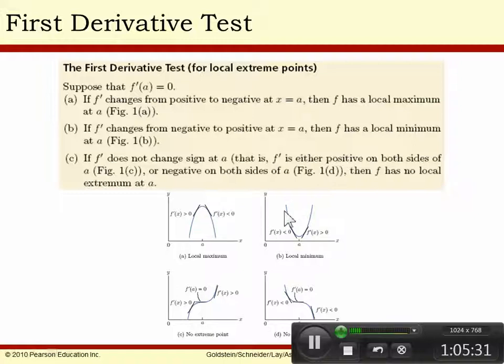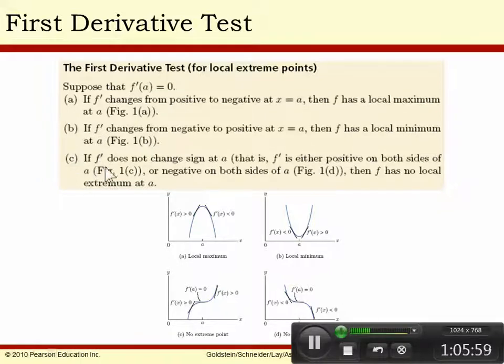If we're to the left of a, is the derivative negative or positive? If we're to the right of a, is the derivative negative or positive? So if we're to the left of a and the derivative is negative, and we're to the right of a and the derivative is positive, it means we have a local minimum. Or we're going down, we stop at the bottom of the bowl, and we go back up again. So we have a relative minimum. That's what B says over here.